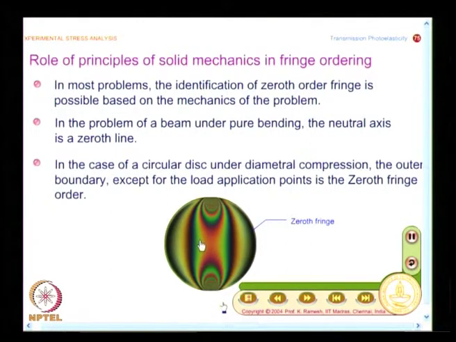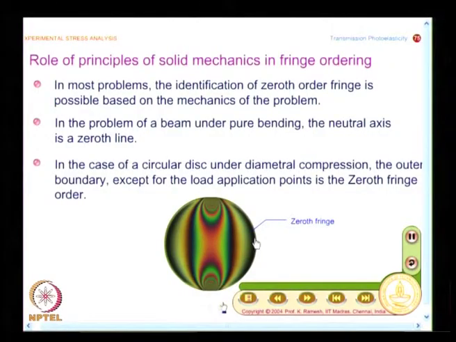Beam under bending and circular disc are the simplest problems you can think of, where I have multiple fringes and I can also label them one after another comfortably. So, I have this as 0, 1, 2, 3 and so on, and this is your saddle point, because fringes increase in this direction, fringes increase in this direction, fringes decrease in this direction and fringes decrease in this direction. So, this is also like an indirect check.